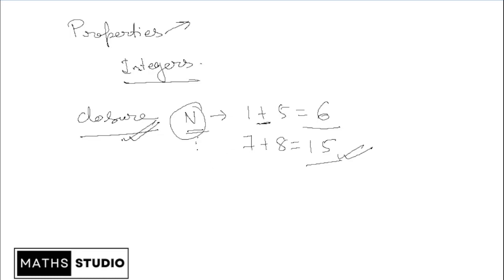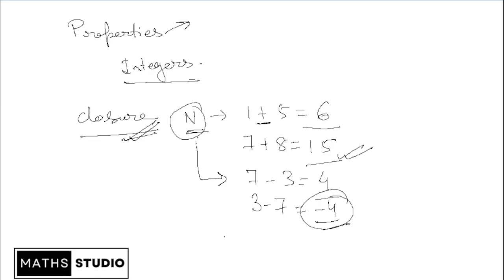Okay, do natural numbers follow closure property under subtraction also? Let us see. 7 minus 3, that comes to 4. 4 is a natural number, so can we say it follows the closure property under subtraction also? Okay, let us take another example. 3 minus 7, what does it come to? It comes to minus 4. Is minus 4 a natural number? No, it's not a natural number. So obviously closure property is not being followed by natural number under subtraction.